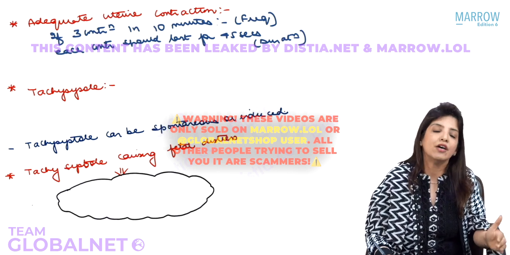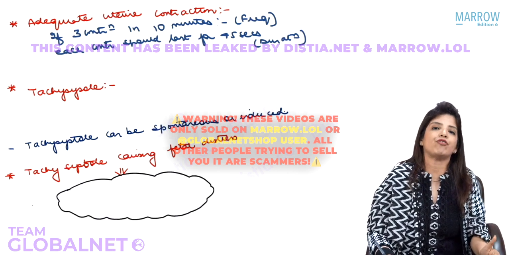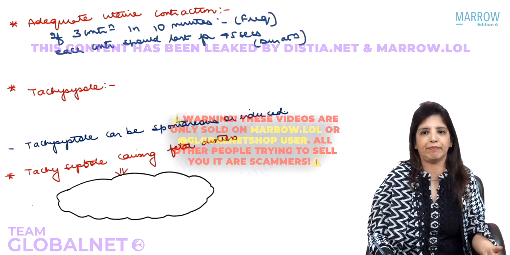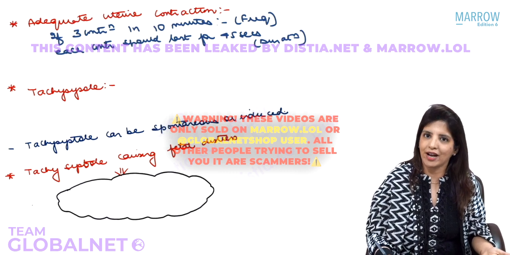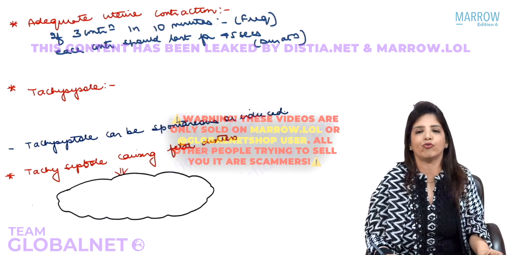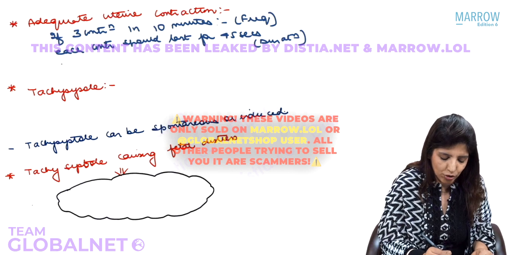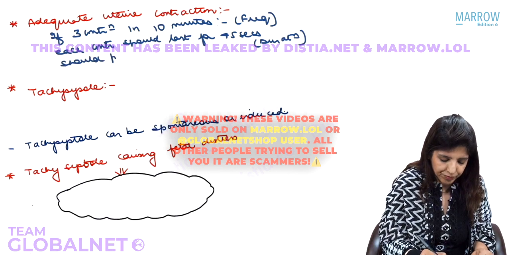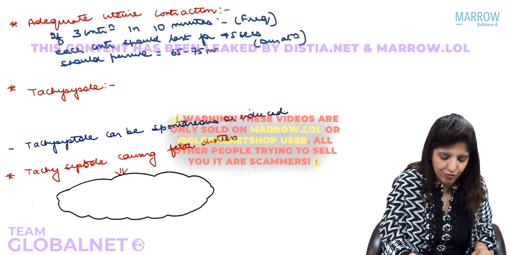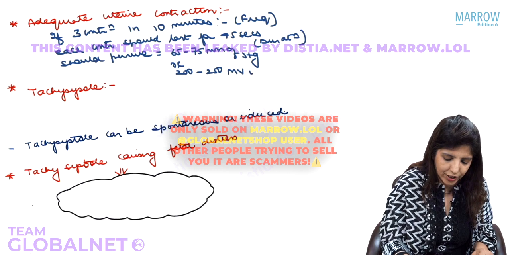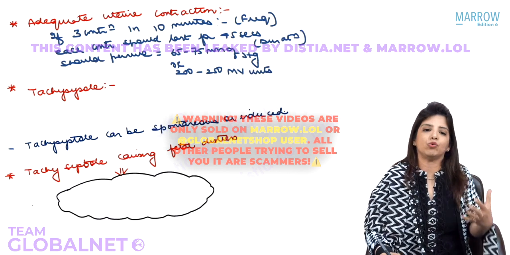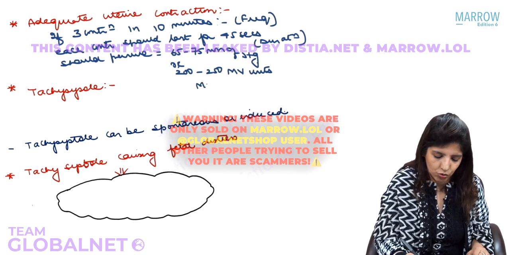duration, and the frequency. Frequency, I told you just now that if a pregnant female in labor is having 3 contractions in 10 minutes, that is adequate uterine contractions. Each contraction should last for 45 seconds and it should produce a pressure equal to 65 to 75 millimeters of mercury, or 200 to 250 Montevideo units. MV unit is Montevideo unit.